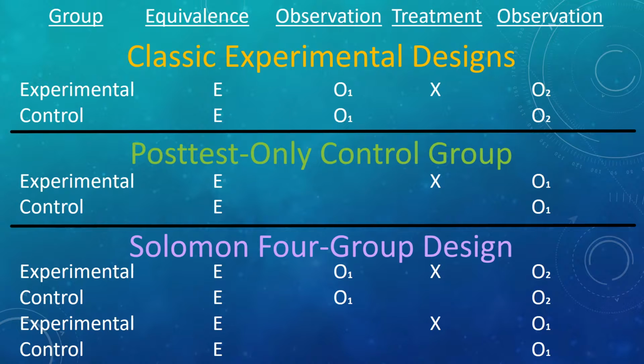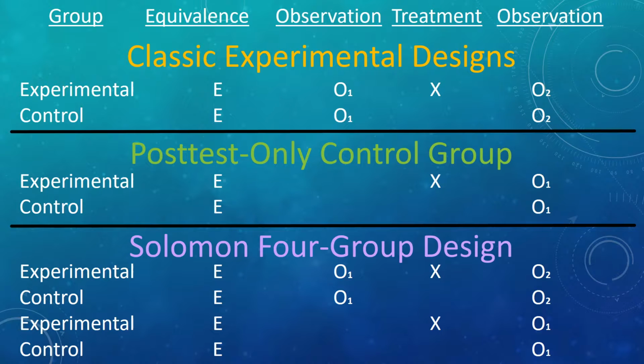Moving on to the post-test only control group design, we can see that it has one experimental treatment group and one control group. They both undergo randomization and equivalency. Then the treatment is given, and the groups are observed for the first time. Any differences between them would be assumed to have been produced by the treatment or lack of treatment. It is called post-test only because the observation only occurs after or post the treatment.